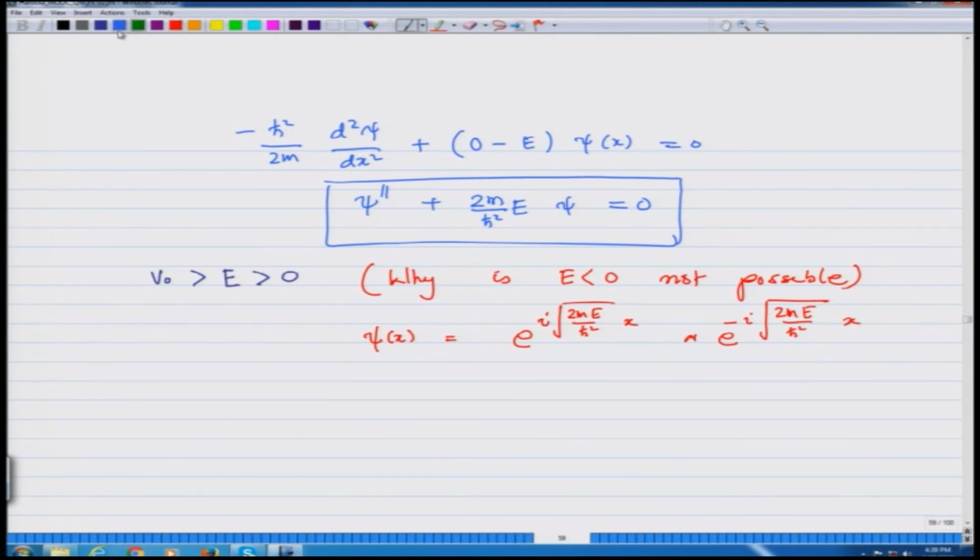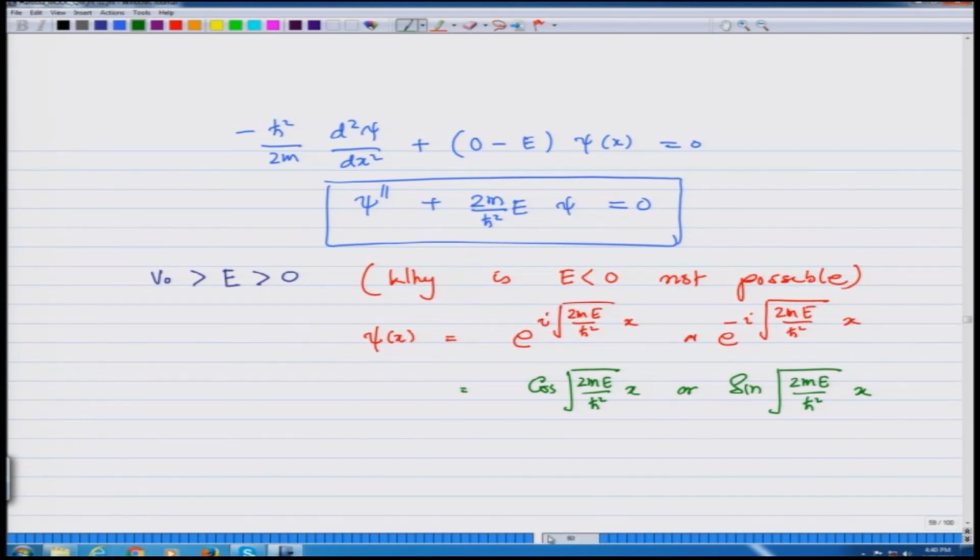I can also write this in real form as cosine of square root of 2 m E over h cross square x, or sine of square root of 2 m E over h cross square x. Cos x is a linear combination of e raised to i square root of 2 m E over h cross square x and e raised to minus i square root of 2 m E over h cross square x, and sin x is a linear combination with the minus sign in between. So, I can write it either way. So, this is my psi x. Now, I have found the solution in all regions.